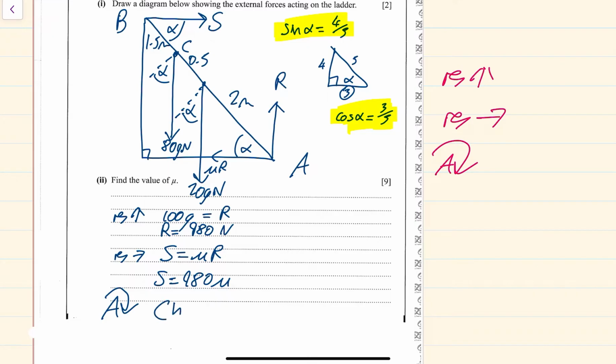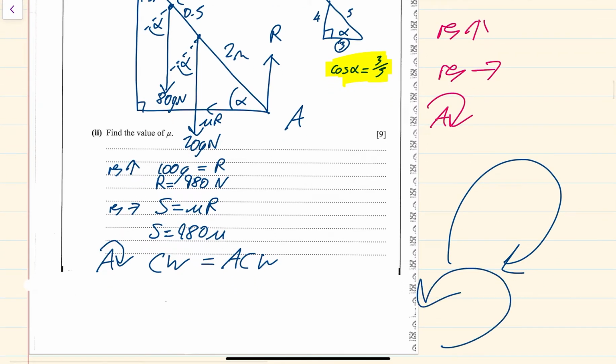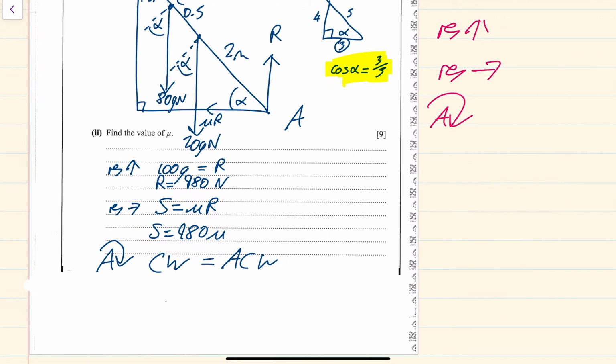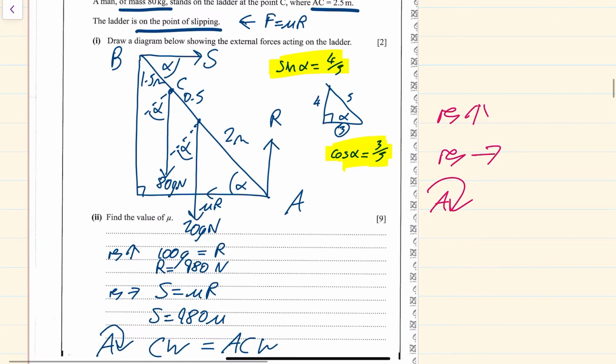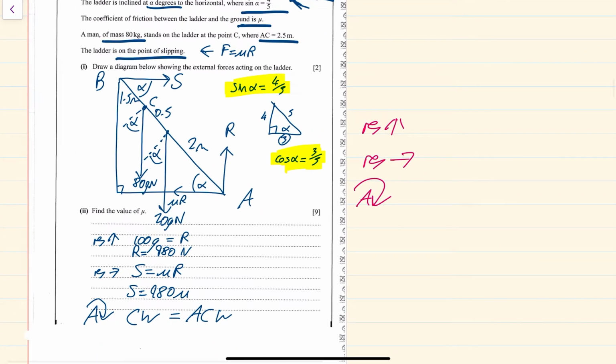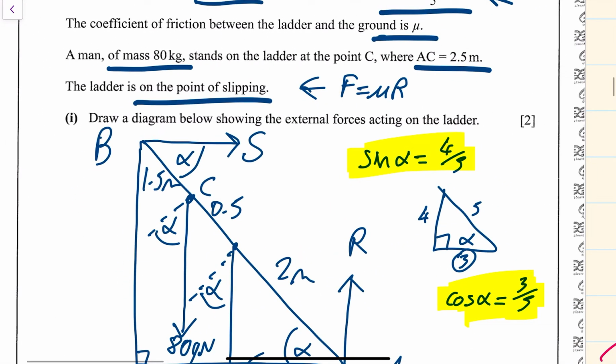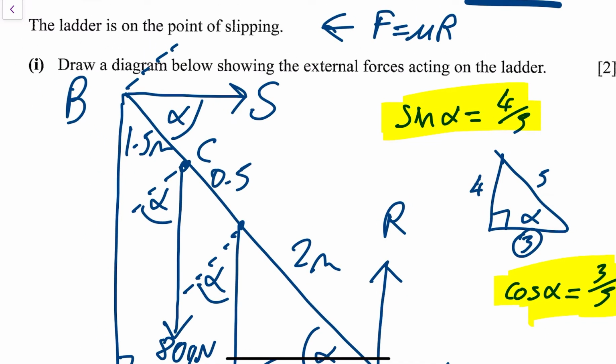But what I'm going to do is clockwise is equal to anti-clockwise. Clockwise are the forces going this direction, anti-clockwise are the forces going this direction. We'll do our clockwise first. So clockwise, there is one force. Oh, forgot to mark this on the diagram. This will make life a lot easier. You can see I've just added on a wee line. This line is going at right angles to my ladder.